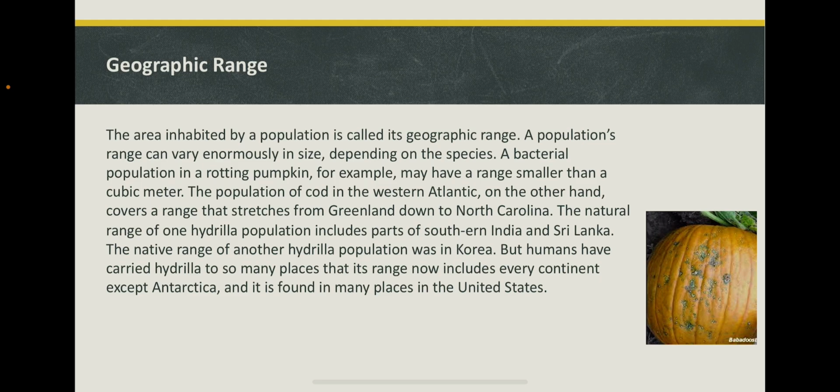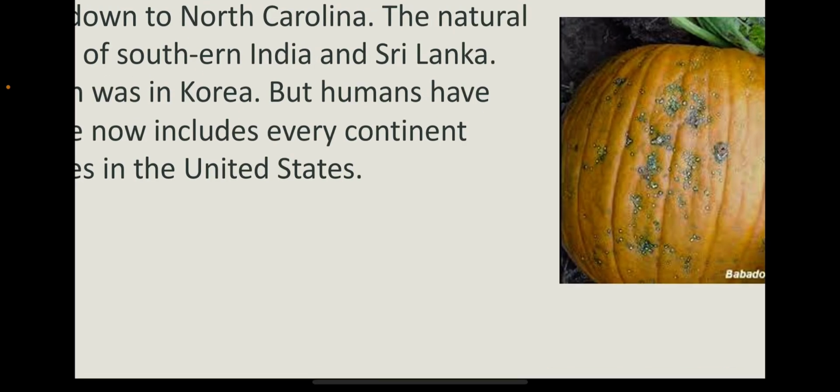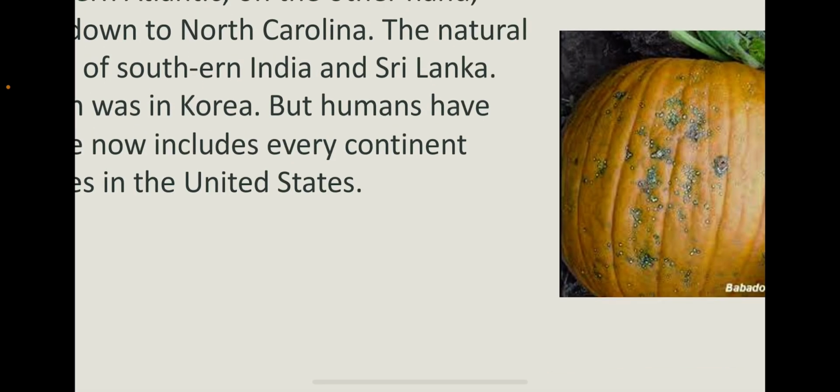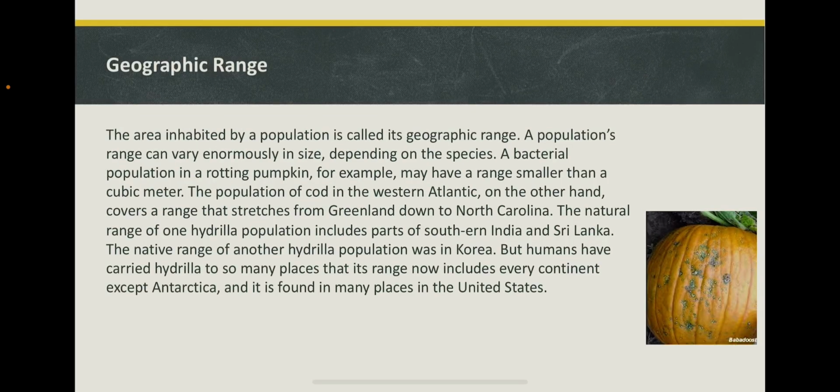As you can see, this is a rotten pumpkin. A bacterial species lives in the pumpkin, so its range is very small. But if you see hydrilla plants conquering a lake or sea, it will have a large population and a large geographic range.